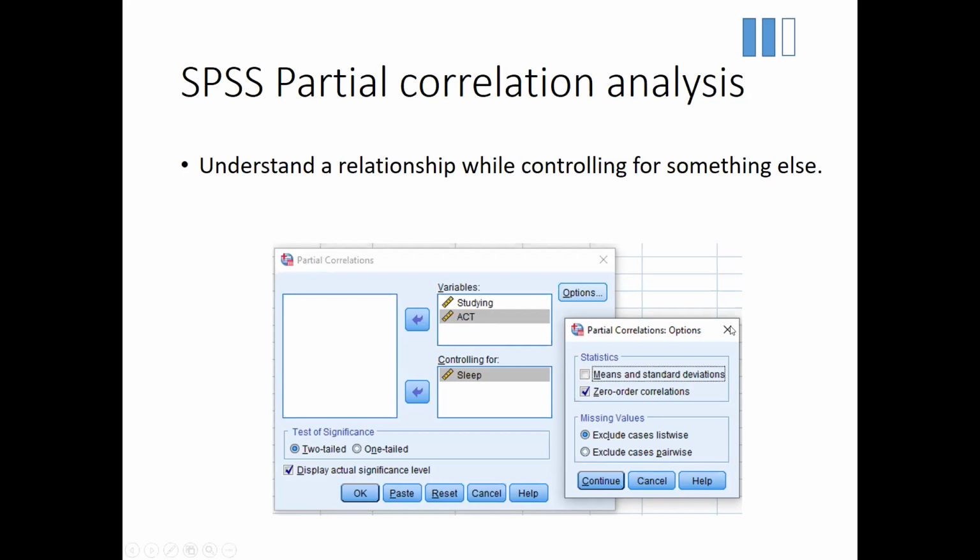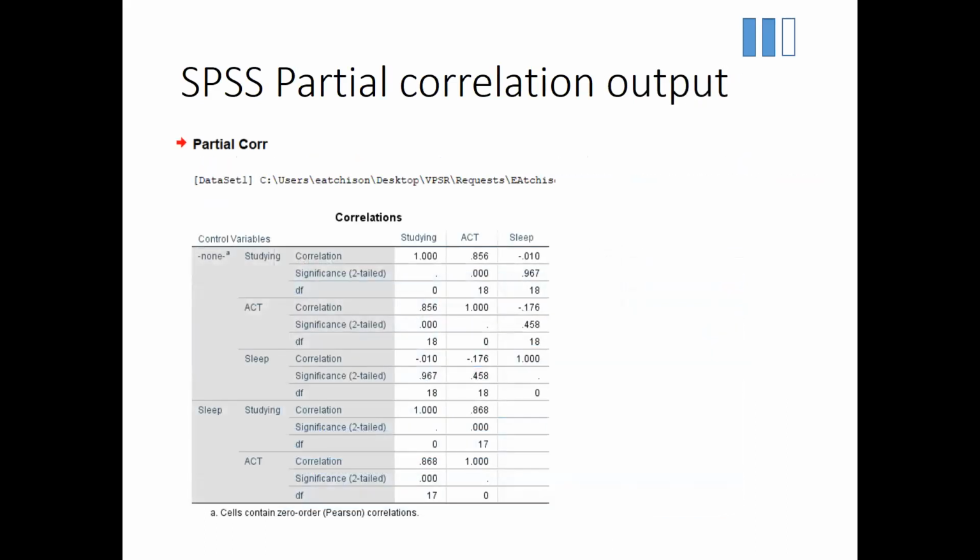So why don't we take it a step further and say, okay, let's control for the amount of sleep that the person got the night before the test. We can do this with what's called a partial correlation. Under correlate, we would select partial correlation, and we would control for sleep. Again, display the actual significance values. And then we would see the output here.